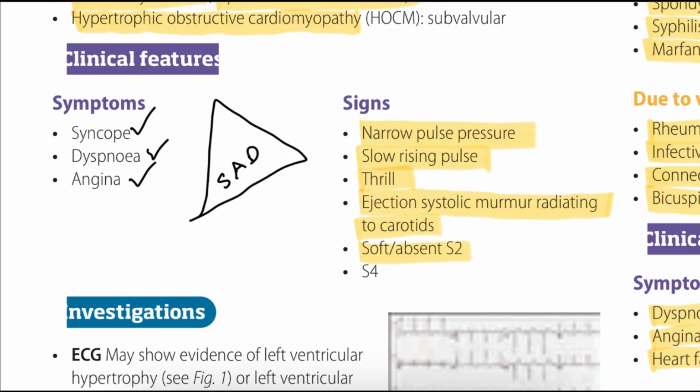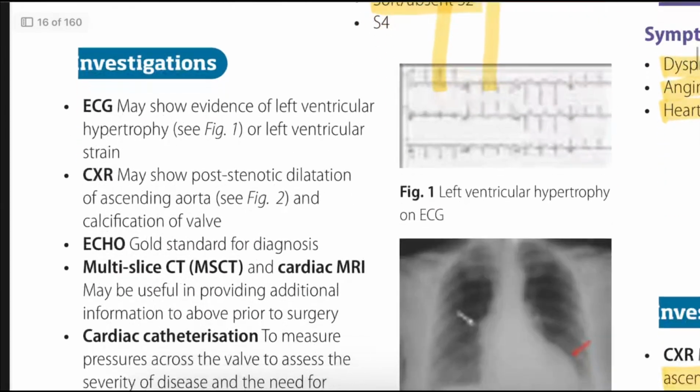Next we can see auscultation. The classic murmur is an ejection systolic murmur. Its main features are crescendo and decrescendo, best heard at the right second intercostal space, and it radiates to the carotids. Okay, next you can see investigations.